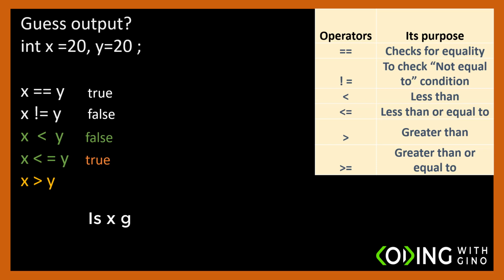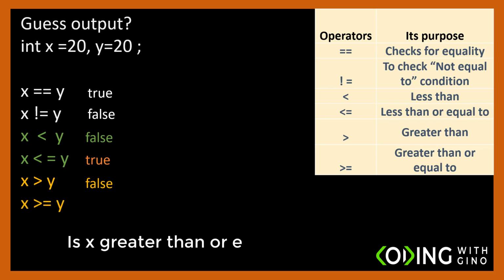Next, is x greater than y? They are both equal. So, x is not greater than y. Hence, this is false. How about this? Is x greater than or equal to y? X is not greater than y, but it is equal to y. So, this one is true.